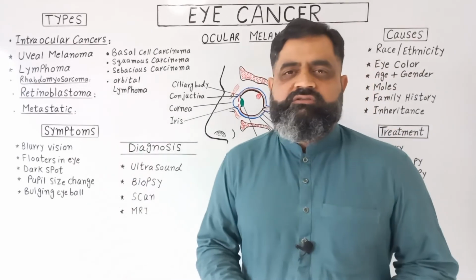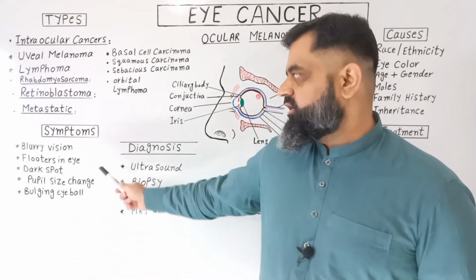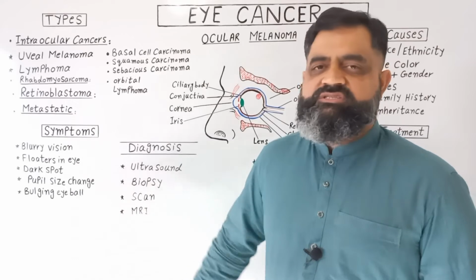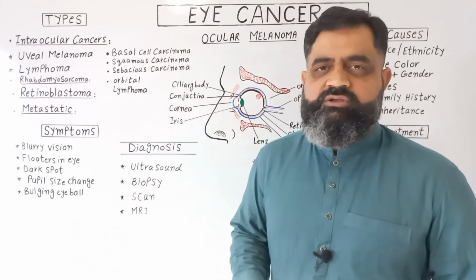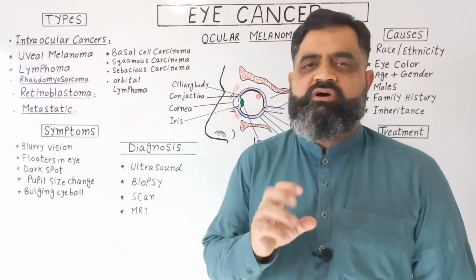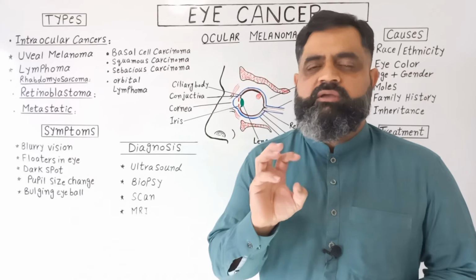Floaters in the eye: if something floats in the vision, that is known as floaters in the eye. Dark spots can be seen inside the eye. Pupil size changes: pupil size increases or decreases depending upon the type of cancer. Bulging of the eyeball: if the tumor becomes too enlarged, it pushes the eyeball outside the socket, which looks like a bulging of the eye.